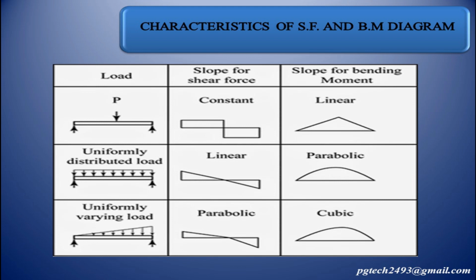Between two sections, if UVL acts, shear force variation is parabolic, reflected as a parabolic curve in the shear force diagram. At a point load on the beam, the shear force value drastically changes from one value to another, reflected as a straight vertical line on the SFD. If the shear force at a section acquires zero value, it indicates that the bending moment curve will acquire a peak value at that section.